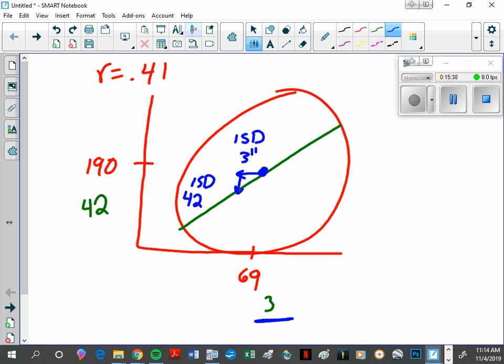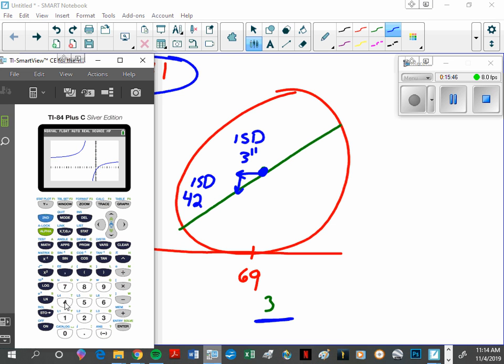How much too far? Well, I need to multiply that by my R value. So I take 42 pounds, times it by 0.41, and I get 17.22. What does that number mean? That's how much less this 66-inch man is expected to weigh below average. The average is 190. So 190 minus the answer gives us an estimate of 172 3/4 pounds. Do you guys get that? Yeah?